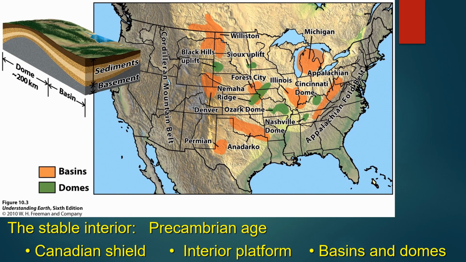The center of the North America continent consists of the stable Precambrian craton, which consists of the Canadian Shield and a continental interior platform. It is relatively undeformed compared with the surrounding folded and fault belts. Within the craton, though no recent orogeny event disturbed the region, there are basins and domes formed by the epeirogeny events, such as the Illinois Basin and the Michigan Basin, as well as the Ozark Dome and the Cincinnati Dome.